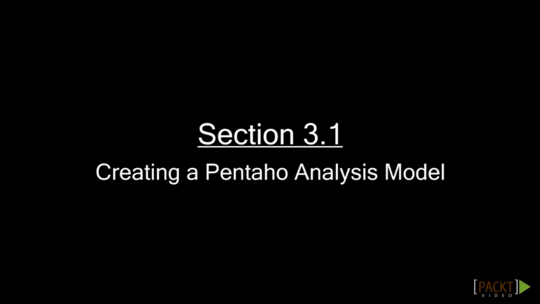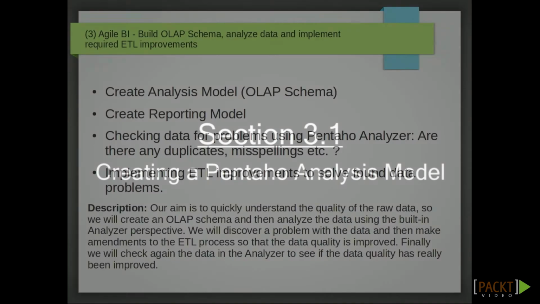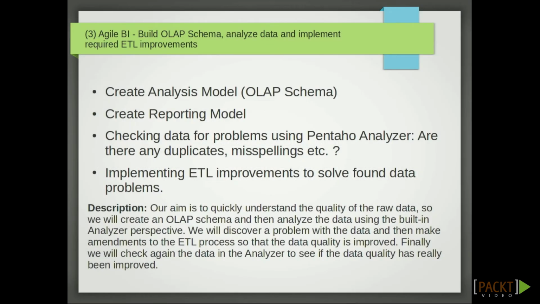Welcome to the second Agile section. This time we'll have a look at how to create an analysis model, which is really another name for an OLAP schema. Then we will use Pentaho Analyzer to further understand our data. Are there any specific problems that should be fixed? Once we find the problem, we can go back to our transformation and adjust it.